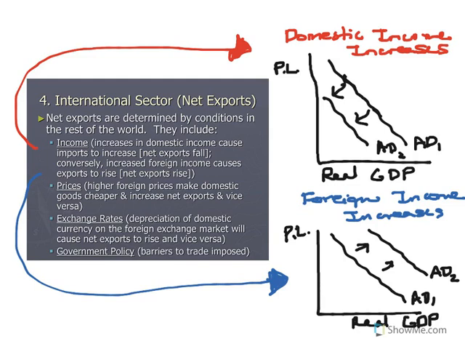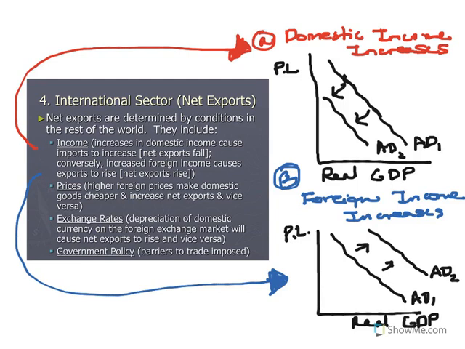So basically, if there are higher foreign prices, then that's going to make domestic goods relatively cheaper, and that would actually increase our net exports. So that would look more like graph B down here. Whereas if there are lower foreign prices, then that's going to make our domestic goods relatively more expensive, and it would actually decrease net exports. So then it would look more like graph A up here.